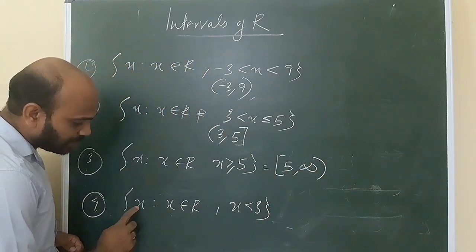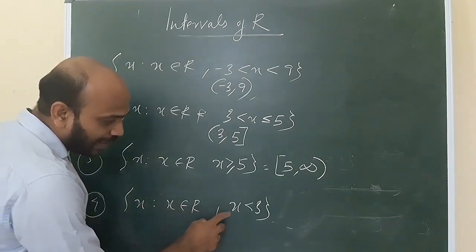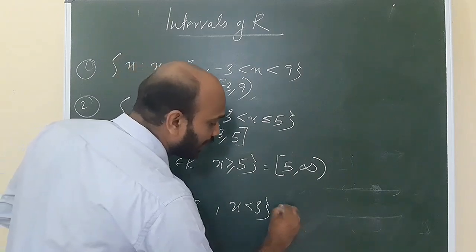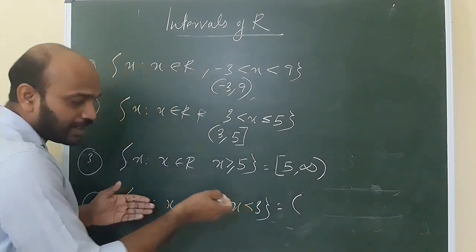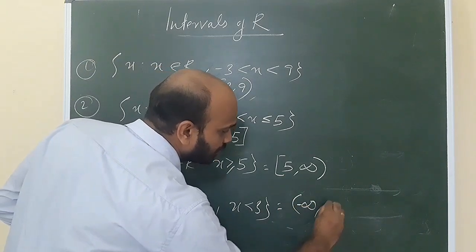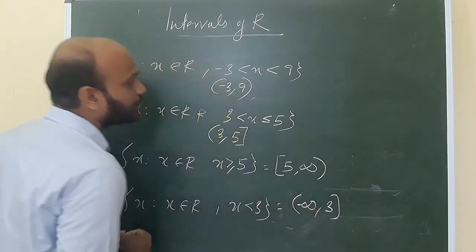And fourth one, set of all x, x belongs to R, x less than 3. All real numbers less than 3. All real numbers less than 3 means 3 up to minus infinity. So minus infinity to 3. This side it is open.